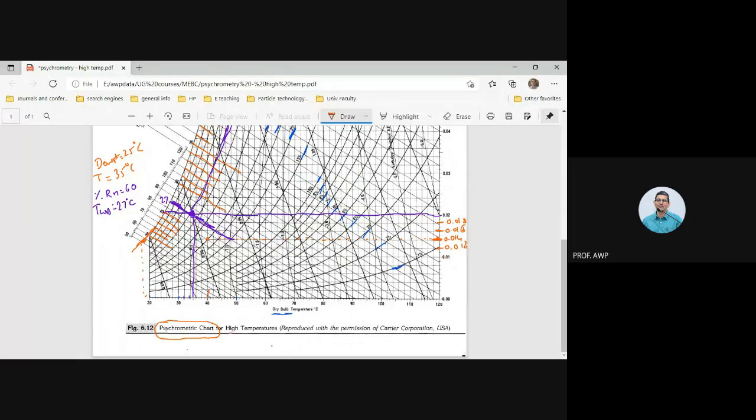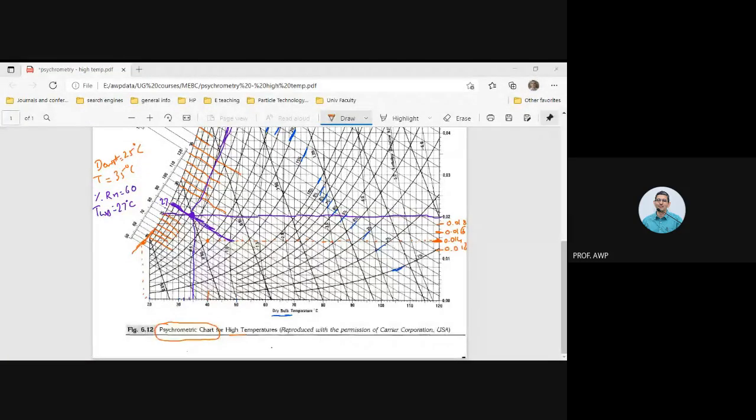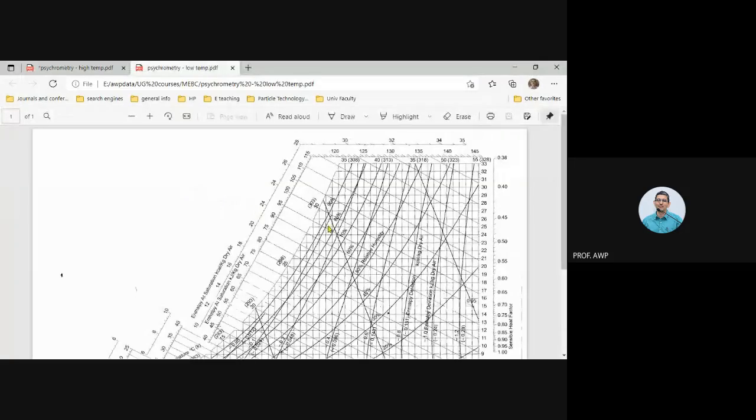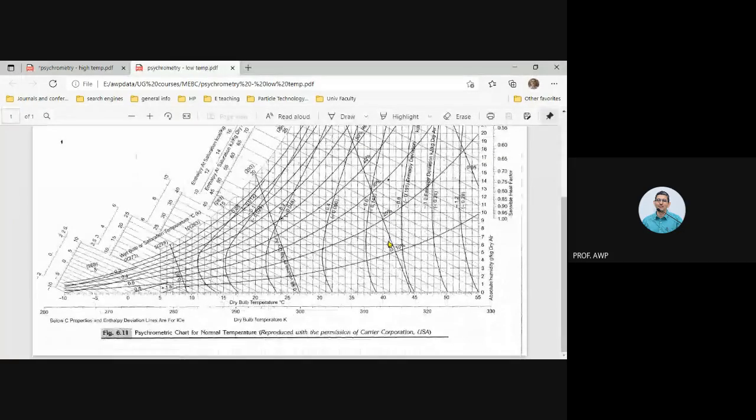Okay, this is for higher temperature. There is one corresponding to lower temperatures as well. Are you able to see now? This is another chart. This is at a lower temperature. It starts with -10, goes up to 50, 55. Are you able to see this chart? Yes, sir.